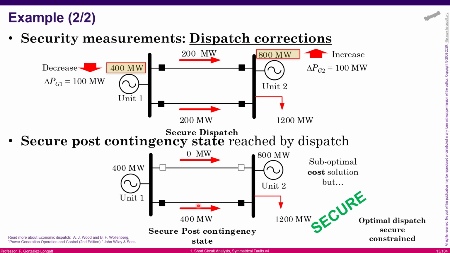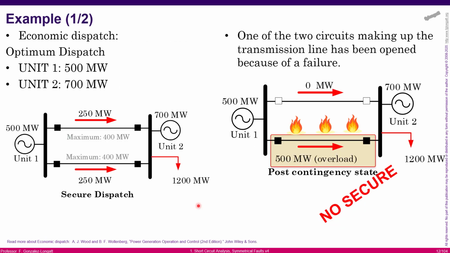If you want to learn more about optimal dispatch, you can read more in my favorite book, Wood and Wollenberg, okay? But coming back to this problem, the original situation was this generator on the right-hand side, 700 megawatts, and the other one was 500, okay?